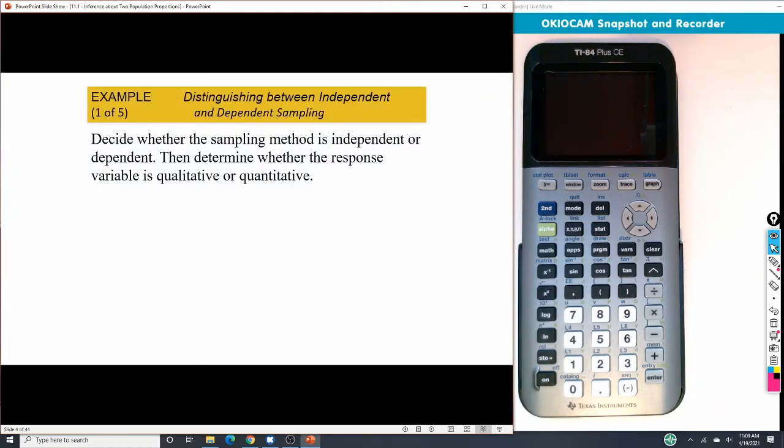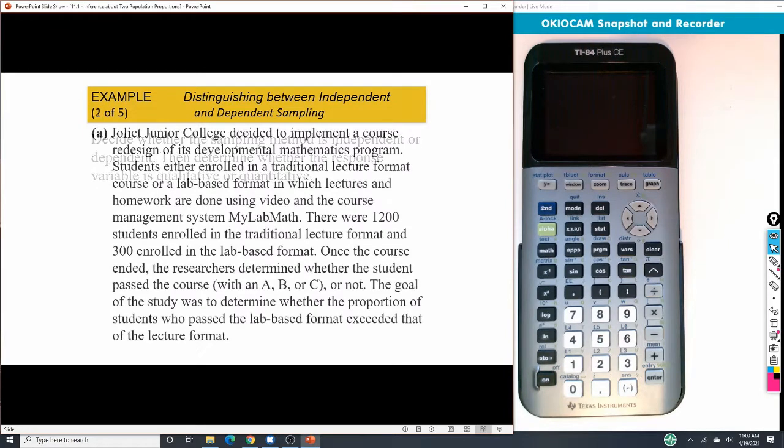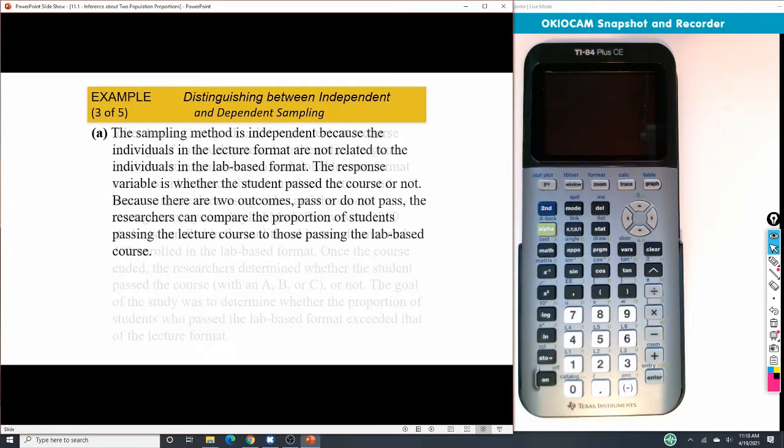The first thing we need to do is determine if things are independent or dependent, then determine whether it's qualitative or quantitative. Here we have this class. There are 1,200 students enrolled in a traditional lecture and 300 in a lab-based. Once they're done with the course, they are given a grade. The study was to determine whether the proportion of students who passed the lab-based exceeded that of the lecture format. These are independent because one does not affect the other. Students aren't in both classes. It's not the same student picked from each course.